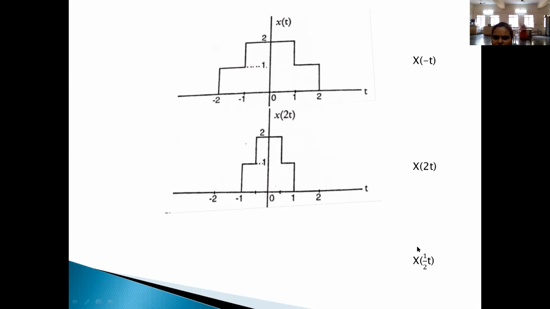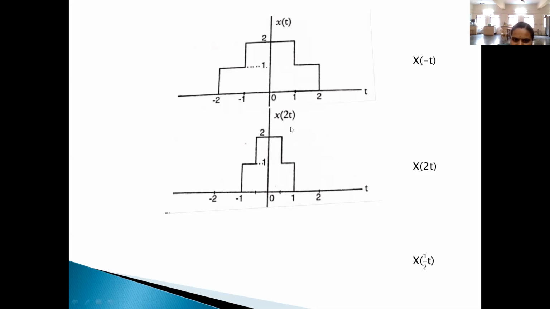Next we look at the next condition, that is x of 1/2 t. When the scaling factor 1/2 is between 0 and 1, what do you have to do? Take its inverse, that is, the inverse of 1/2 is 2. Then multiply that 2 with the time function of the first signal. So 2 into 2 is 4, 1 into 2 is 2, -1 into 2 is -2, and -2 into 2 is -4.